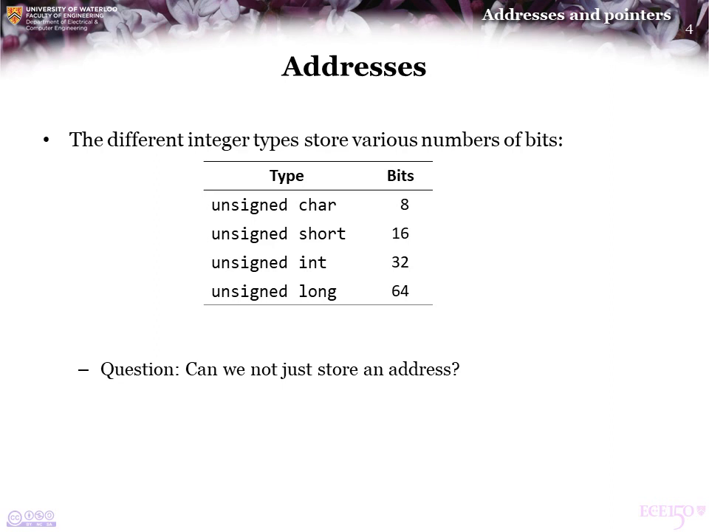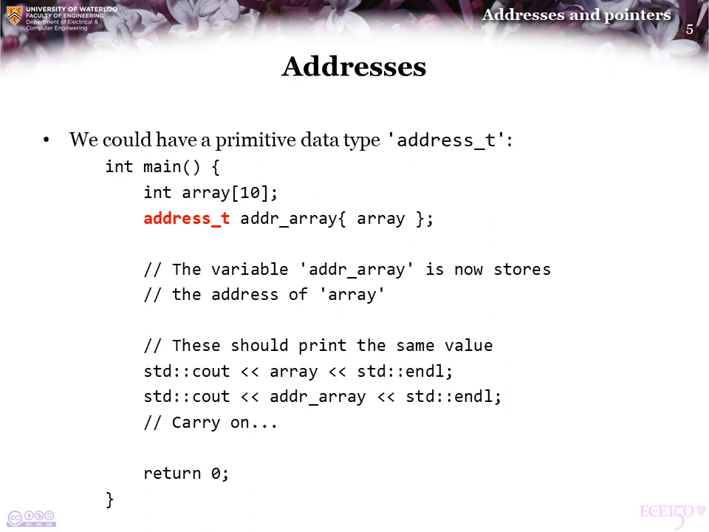Now, notice these numbers. Could we not just use these data types to store an address? After all, the 10F200 has 8-bit addresses. The Intel 486 and most microcontrollers today have 32-bit addresses, and most laptop and desktop computers today have 64-bit addresses. So yes, it makes sense that we could store an address in one of these data types. For example, wouldn't it be nice if there was a primitive data type with a name like address_t?